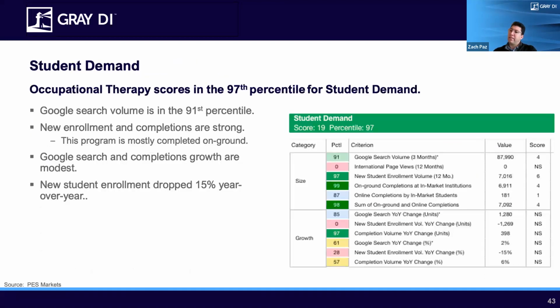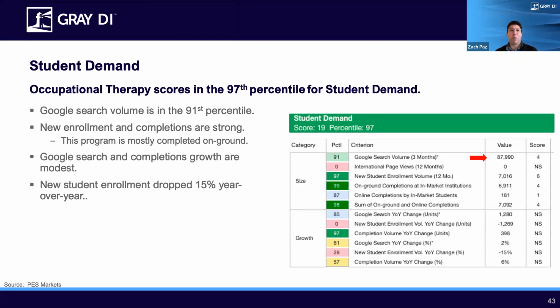So here's the student demand perspective from the scorecard. We're looking at Google search data and new student enrollment data. From a Google search perspective, there were 87,990 searches. One of our biggest pet peeves is if someone gives us data, we always ask the question, what does that data point mean?